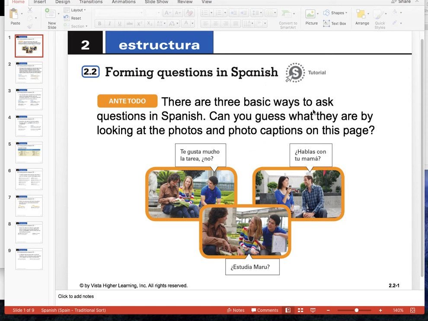There are 3 basic ways to ask questions in Spanish. Can you guess what they are by looking at the photos and photo captions on this page? So here we see he says, ¿Te gusta mucho la tarea? No. So there's one way. ¿Hablas con tu mamá? There's another way. ¿Estudia Maru? There's another way.